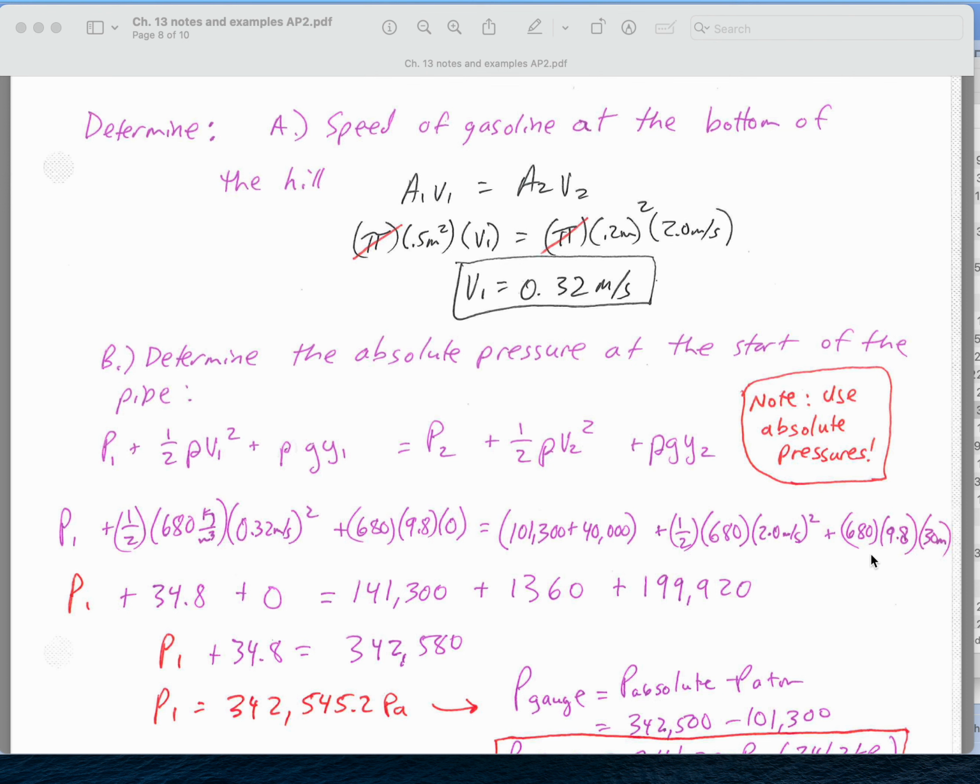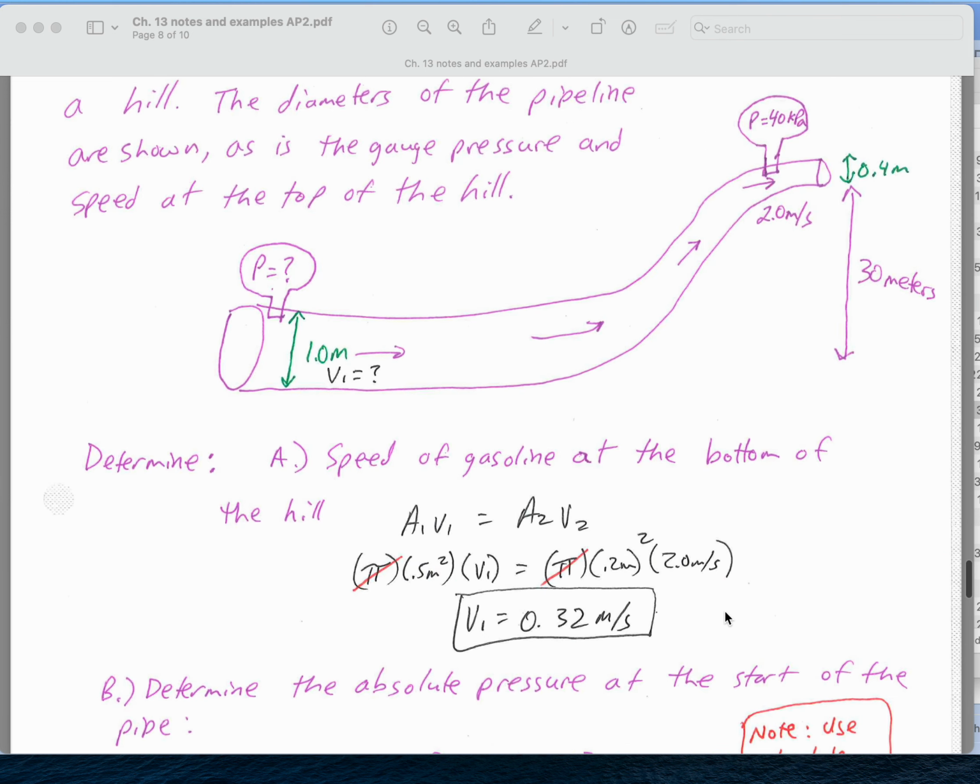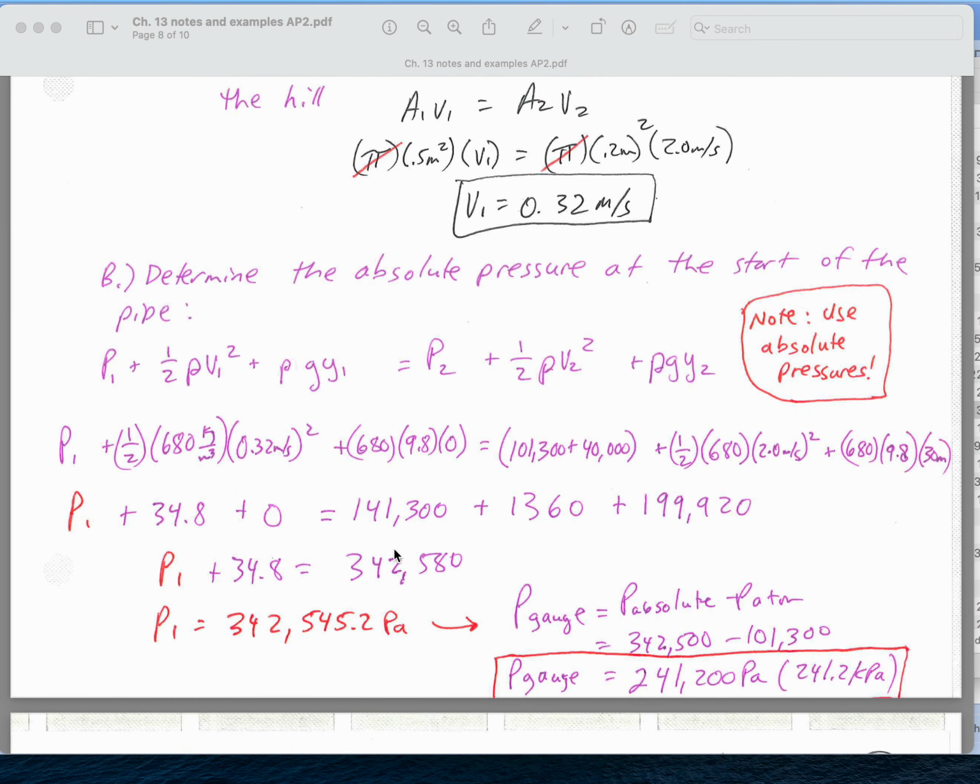And then because we've raised it up so much, there's an additional large number caused by having to push that up. So that means we need a pretty darn high pressure here. 680 is the density, 9.8, 30 meters it's lifting it up. The 34.8, which is due to the speed this thing is moving, is basically inconsequential. It comes out to a gauge pressure at the bottom of 241,200. The absolute pressure at the bottom would be around 342,500-ish.